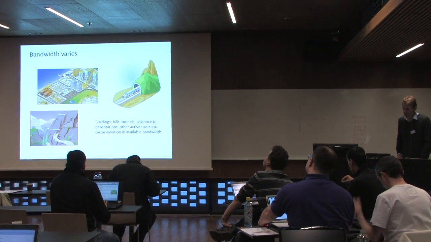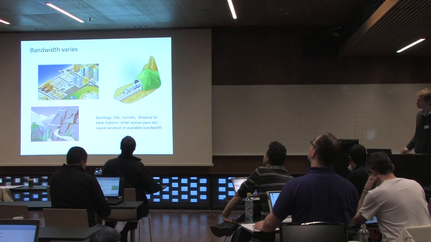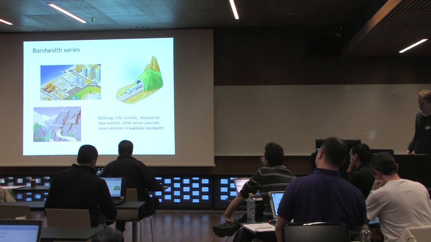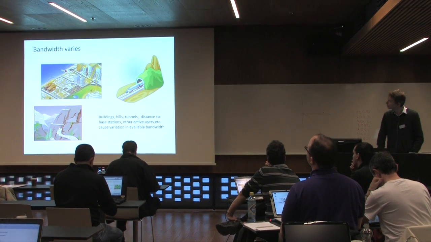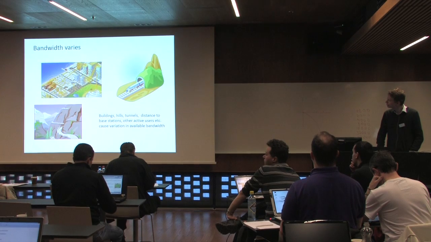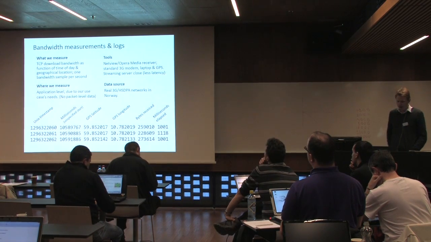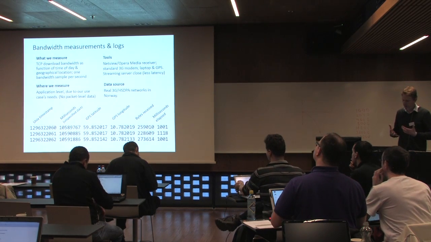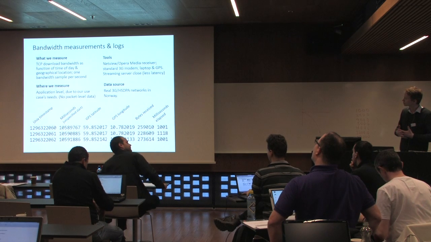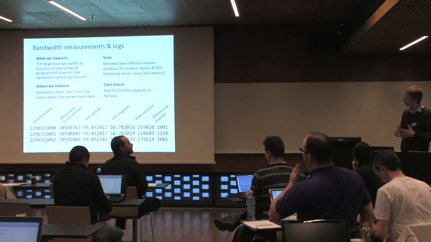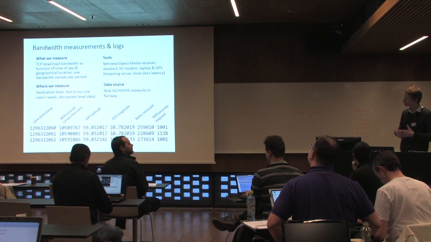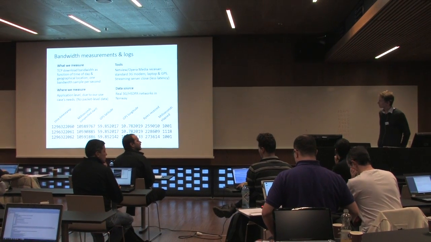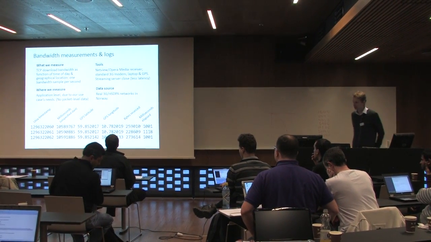Bandwidth obviously varies. You have buildings, hills, tunnels, distance to base stations, other things that will affect how much bandwidth you get for a mobile phone. So what we did in this data set was to log this variation. And due to our use case, we logged the TCP download bandwidth as a function of location and of course time of day. And we measure at the application layer, so unfortunately we don't have packet level data.